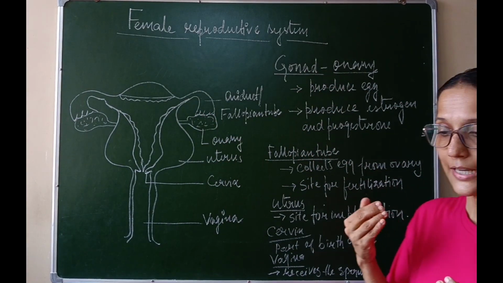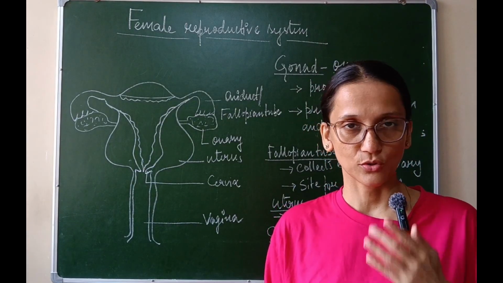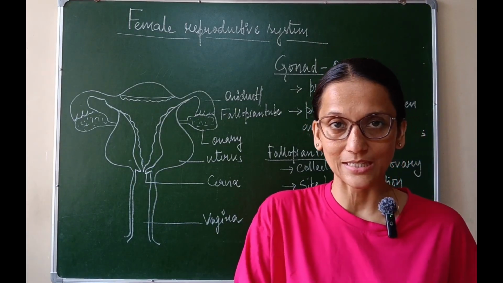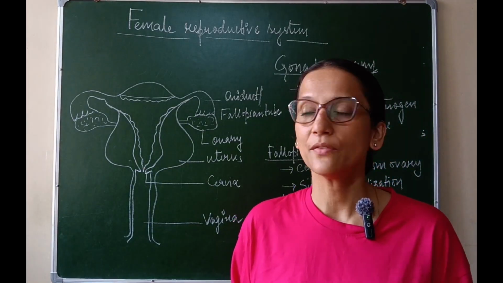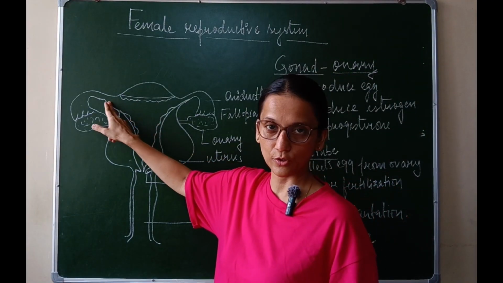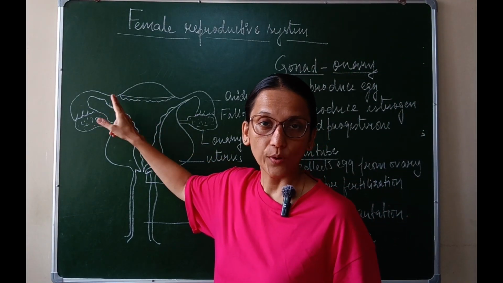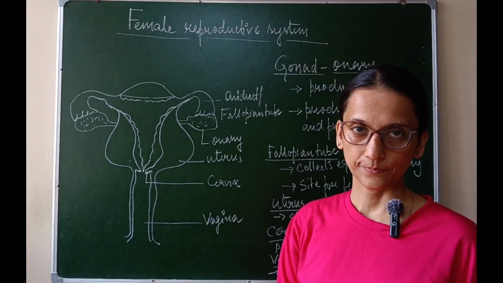So if intercourse happens, if copulation happens, and there is sperm released in the female body, then this sperm will have to travel to the fallopian tube because the egg waits there for fertilization.